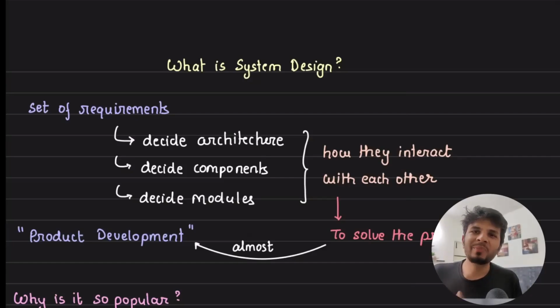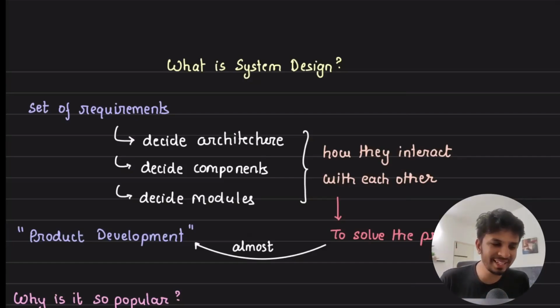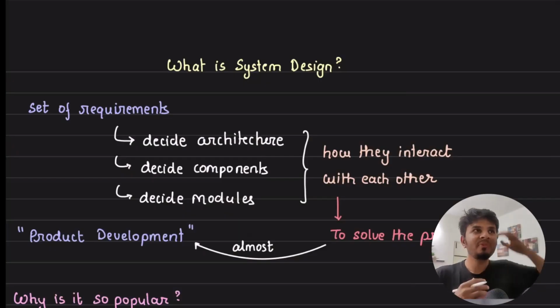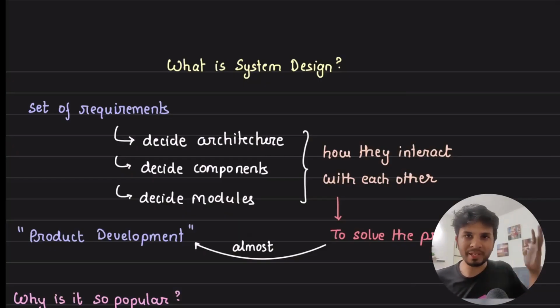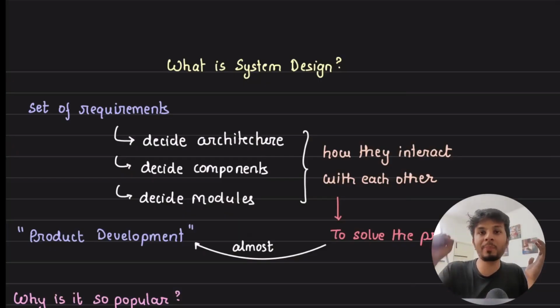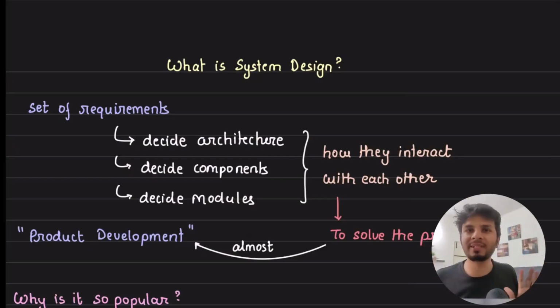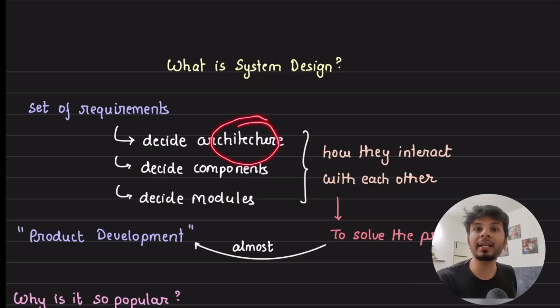So let's start with the most foundational question. What is system design? System design in general is: we have a set of requirements and we want to build a product out of it. That's what system design is all about. So when someone says, "Hey, let's design a system," it's a very generic term. What it typically means is we need to decide the architecture of it.